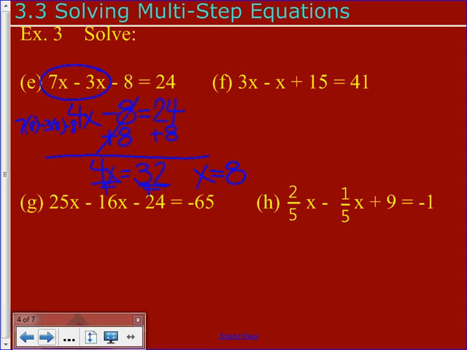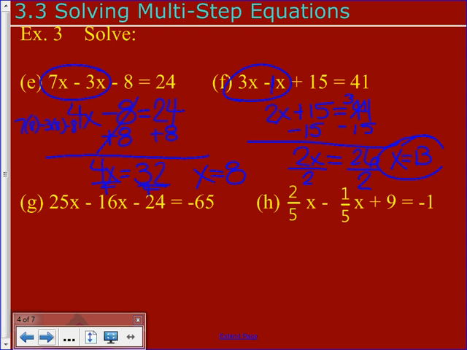Moving on to our next one. Distributive property? No distributive property. Look for like terms. 2 x's. 3x minus x. No coefficient. What can I put? I can put a 1. 1 understood. 3 minus 1 is 2x plus 15 equals 41. Subtract 15 from both sides. 2x equals 26. Divide by 2. x equals 13. Okay?